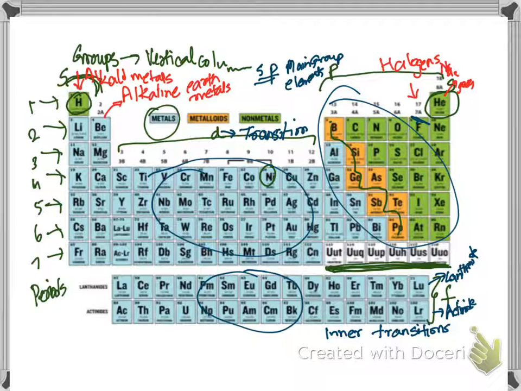Now, these S and P block elements are also known as main group elements. D block elements, transition elements. F block, inner transition. The first row, lanthanide. The second row, actinide.